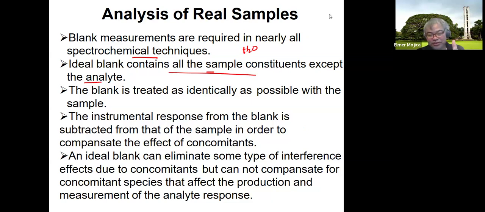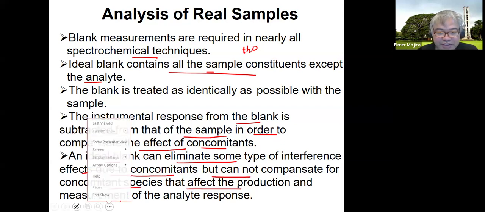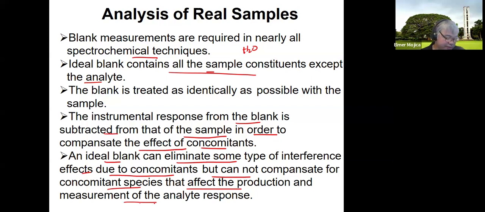So if you treat the sample with other reagent, the blank should also be treated. And the instrumental response from the blank is subtracted from that of the sample in order to compensate the effect of the concomitants. So you still remember concomitant from our lecture last time? So concomitants, we could say that's the matrix. That's everything that you can see in the sample, including the analyte. Now, an ideal blank should eliminate some types of interference effect due to the concomitants, but cannot compensate for concomitant species that affect the production and measurement of the analyte response.